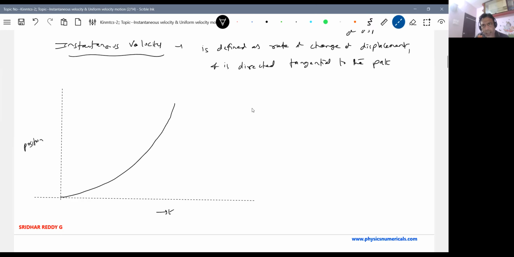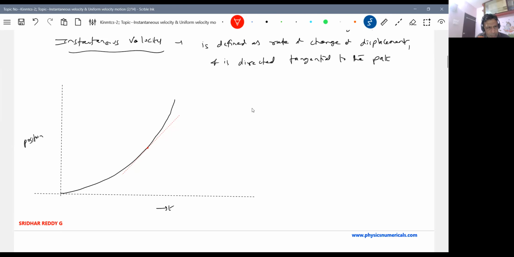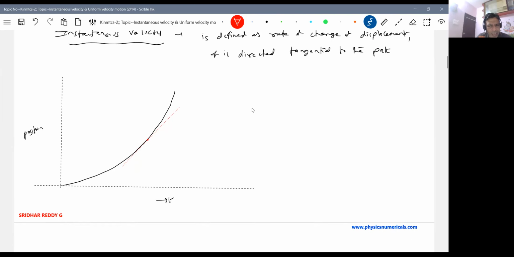So what it's telling is, if you draw a tangent at this particular point, the tangent drawn at that point will give the instantaneous velocity. What is the meaning of this? Actually, at t equals 0, we'll do one thing. Let me put another mathematical one. I was just telling you that delta t tends to 0. So the meaning of that we'll try to explore here.